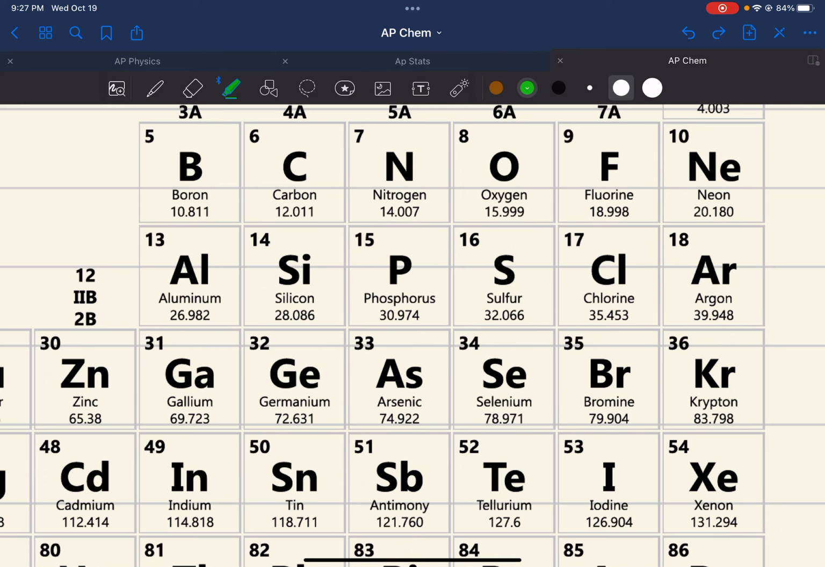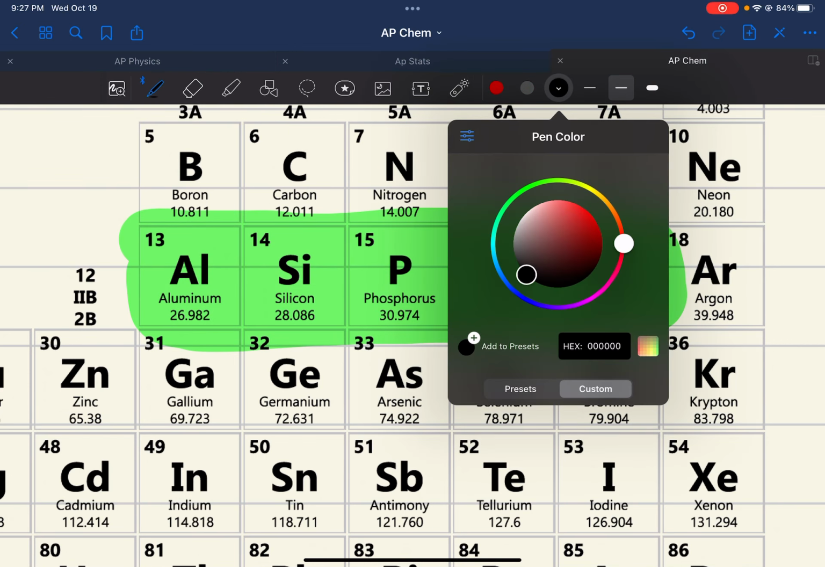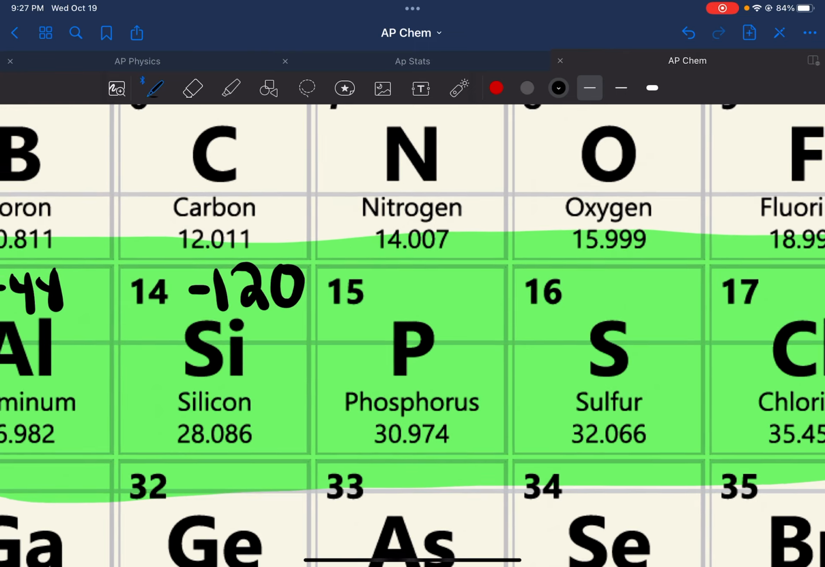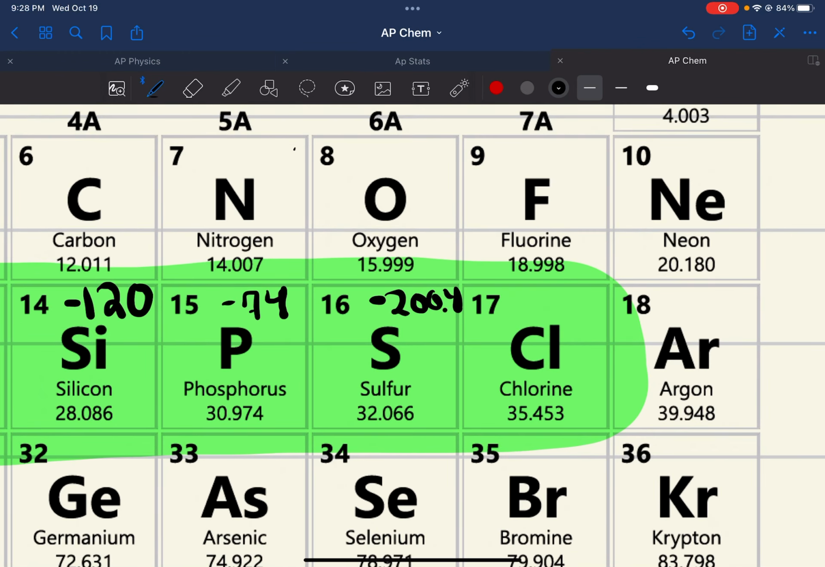They're telling us aluminum to chlorine, and they're telling us respectively, which means the numbers they gave follow each element in that order. So they start by telling us negative 44, negative 120, negative 74, negative 200.4, and negative 384.7. So then the question asks, rationalize the trend in these values.